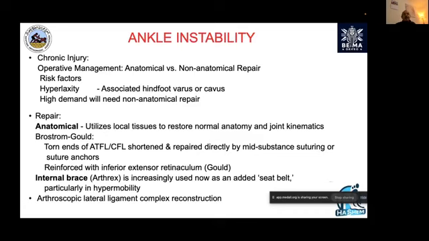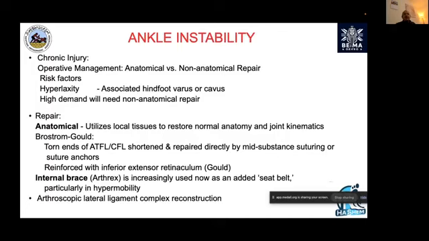If we speak about the anatomical repair, the commonest is the Broström-Gould. Broström basically takes the ATFL and CFL, brings them back, and inserts a couple of anchors into the distal fibula and pulls the ligaments back to their insertion or footprint. So it is a form of anatomical repair of ATFL and CFL. If the patient is hyperlax, or the ligaments are not efficient and strong enough for repair, then we can use an internal brace, which is an artificial ligament by Arthrex, and this goes in the same plane as the ATFL and does the same job.